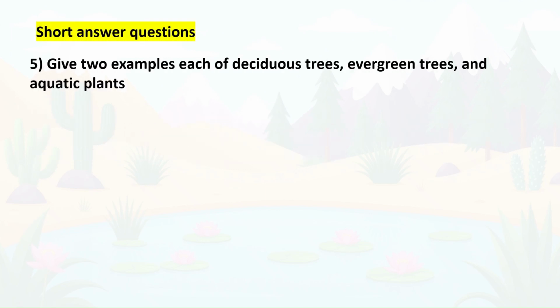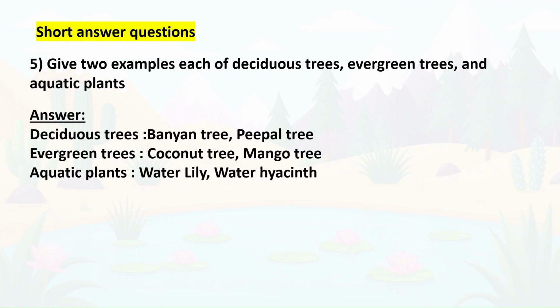5. Give 2 examples each of deciduous trees, evergreen trees, and aquatic plants. Answer. Deciduous trees: banyan tree, peepal tree. Evergreen trees: coconut tree, mango tree. Aquatic plants: water lily, water hyacinth.